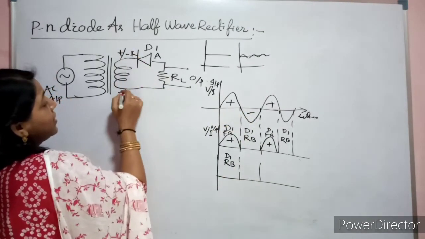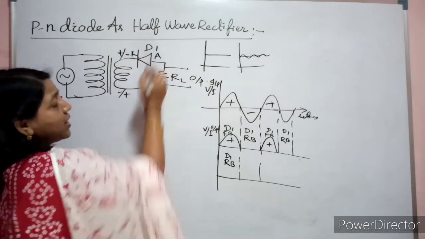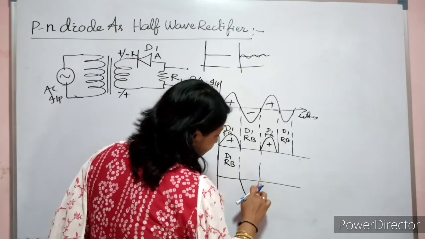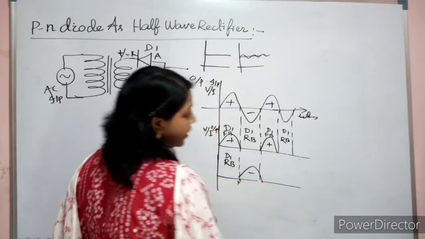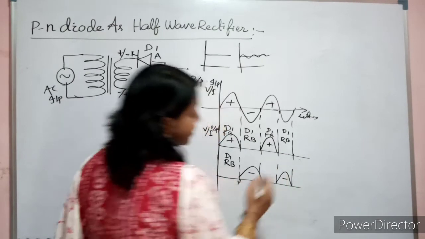For that, the top is negative and the bottom is positive. Now negative is connected to the cathode, positive is connected to the anode. For such a case, you will get the negative half across your load. It is unidirectional, so it will give your negative. Similarly, in another case you will get the negative.